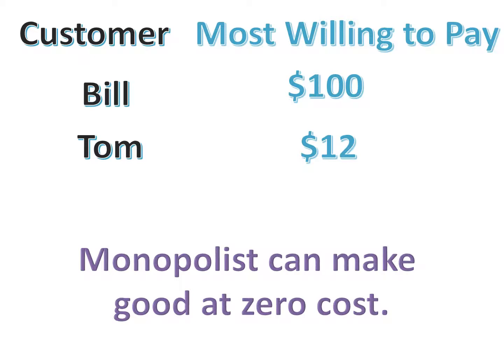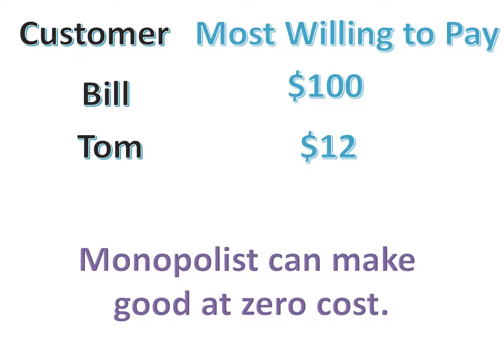Let's start with a really simple example. There's a monopolist that can make a good for free, absolutely zero cost. And there's only two people in the world who want to buy this product, Bill and Tom. The monopolist somehow knows the most Bill is willing to pay for the good is $100, and the most that Tom's willing to pay is $12. What's the monopolist going to do? Again, remember our assumption that the monopolist has to charge all of its customers the same price.